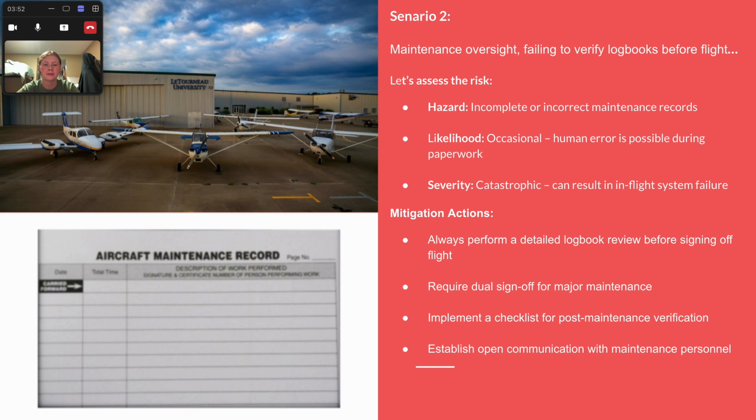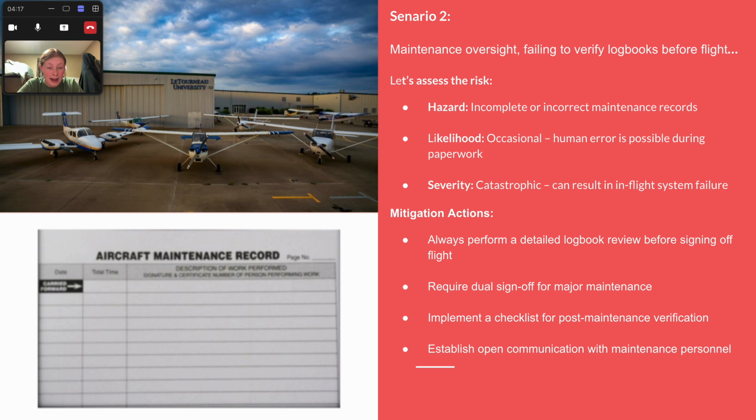Scenario 2. Maintenance oversight. Failing to verify logbooks before flight. Let's just say preparing for a flight, and the annual inspection has just been completed, but no one double-checked that all discrepancies were signed off. You risk flying with unresolved airworthiness issues, high risk to moderate risk.